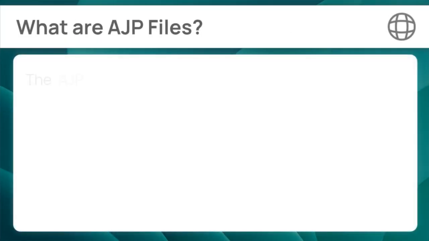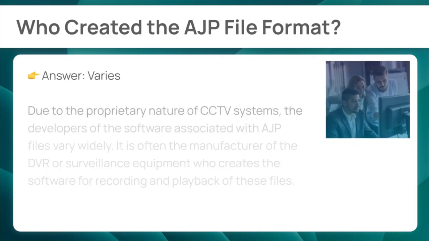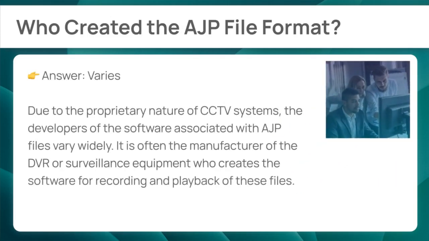The AJP extension identifies a specialized audio project format used by audio joiner software. These files act as a roadmap for combining multiple audio clips into a single file, storing the sequence of tracks, transitions, and timing information without modifying the original source audio files.